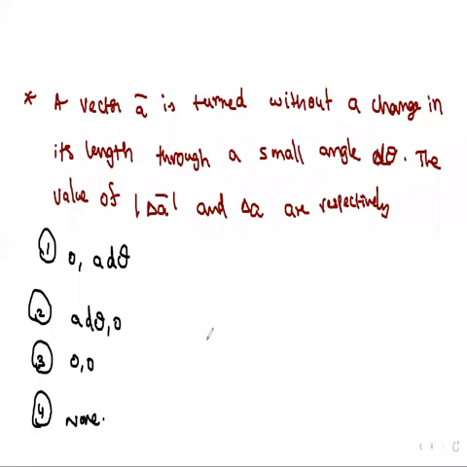Vector a bar is turned without a change in its length through a small angle d theta. First of all, we have to understand that point. For example, one vector is taken like this. That vector is turned through an angle. It has the same length, but of course it is turned through an angle like this. The angle is d theta. Both the vectors have the same magnitude, the length here and the length here are the same.